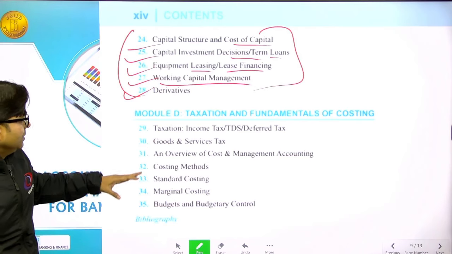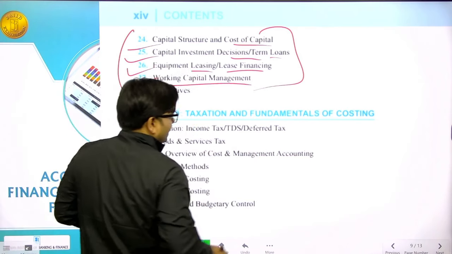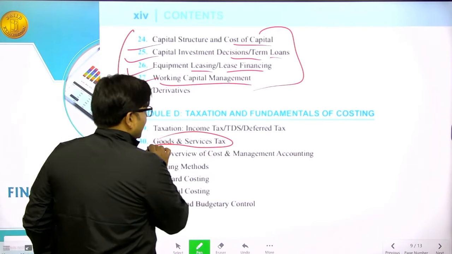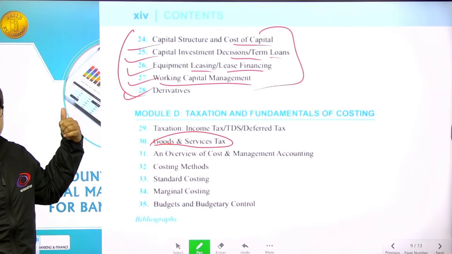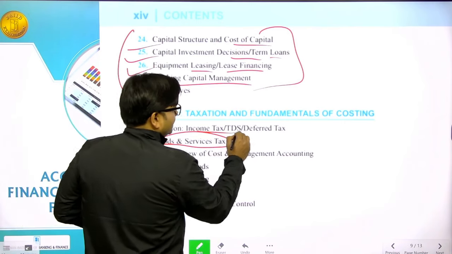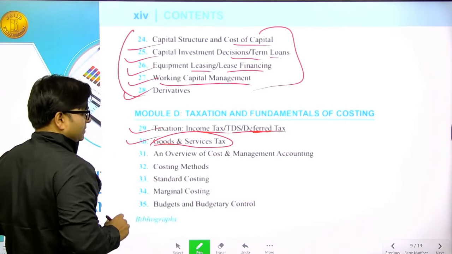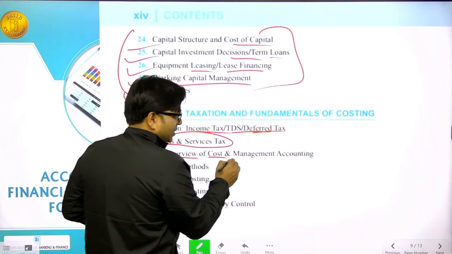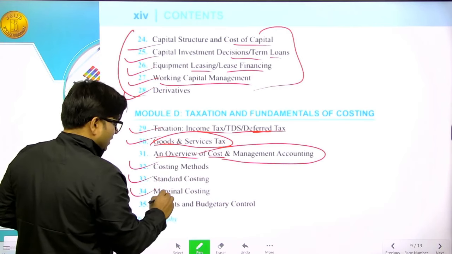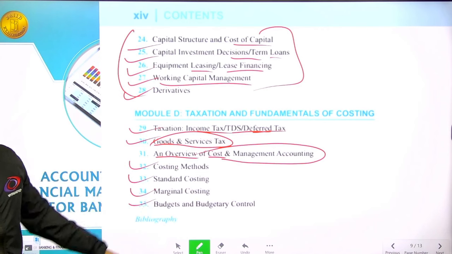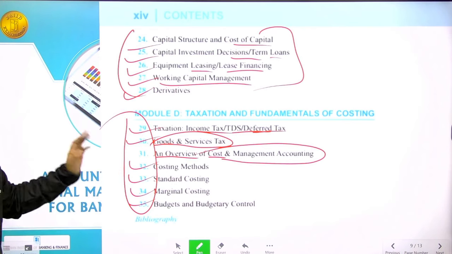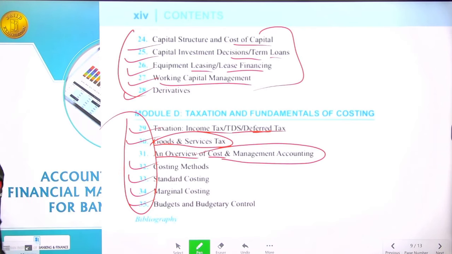So what they have changed: taxation, income tax, deferred tax. Earlier only one topic was there, goods and services tax was in LRB in module C. So now they have changed taxation, income tax, TDS, deferred tax, goods and services tax, and overview of cost management accounting. Costing method, standard costing, marginal costing, budgets and budgetary control. These are the 6 topics you have to study in module D of accounting and finance for bankers.